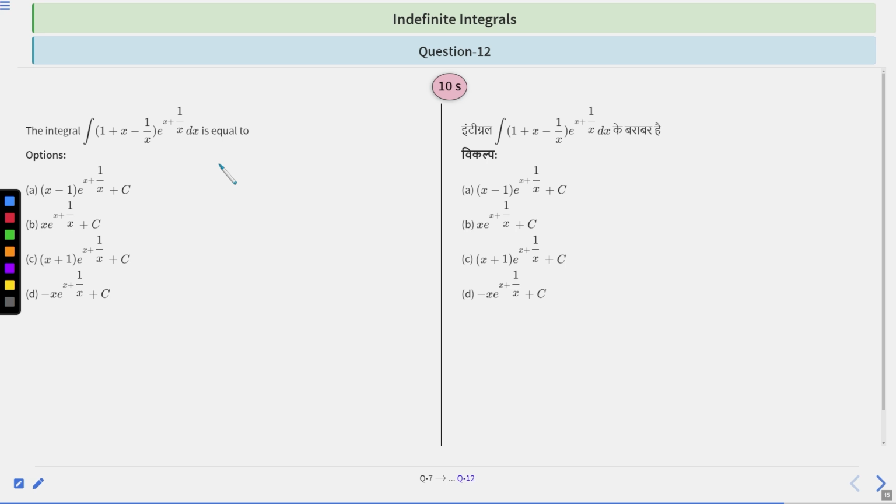If you take x plus 1 by x as t, then (1 minus 1 by x square) dx is equal to dt, right? You can try to apply this substitution, or you can also try to apply another substitution so that the equation comes out in integral form, right? So you have 10 seconds to solve or think about this question. After 10 seconds, we will discuss the solution.